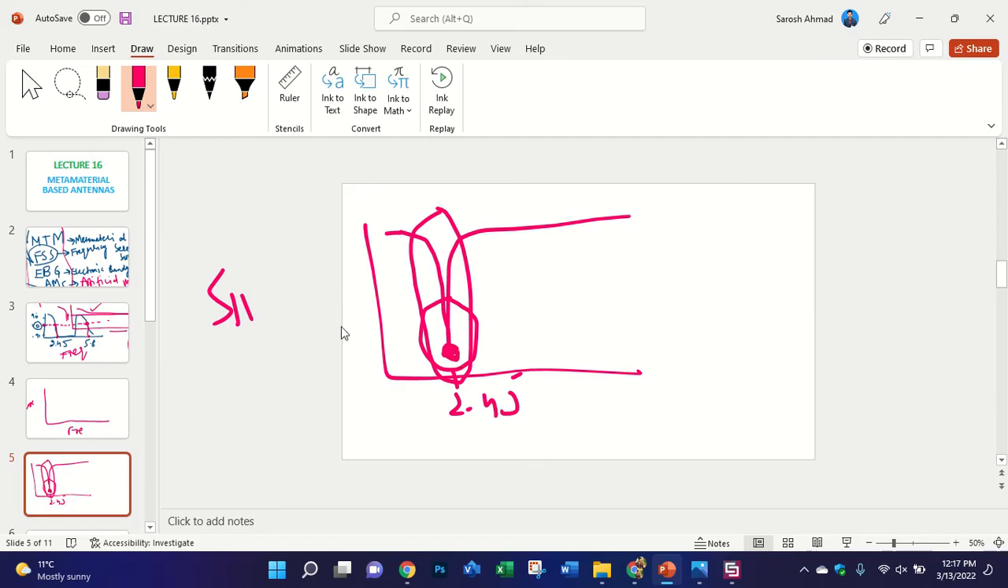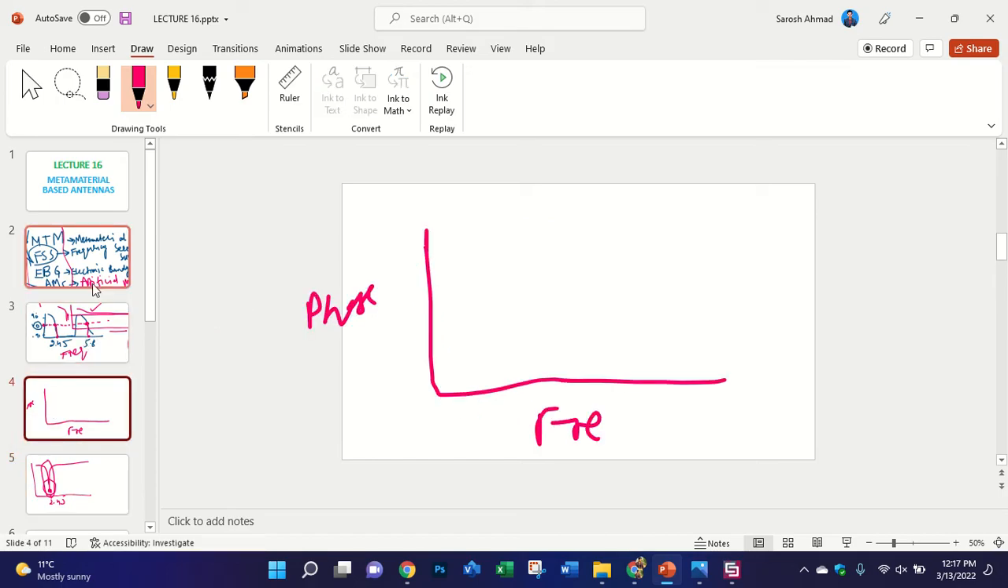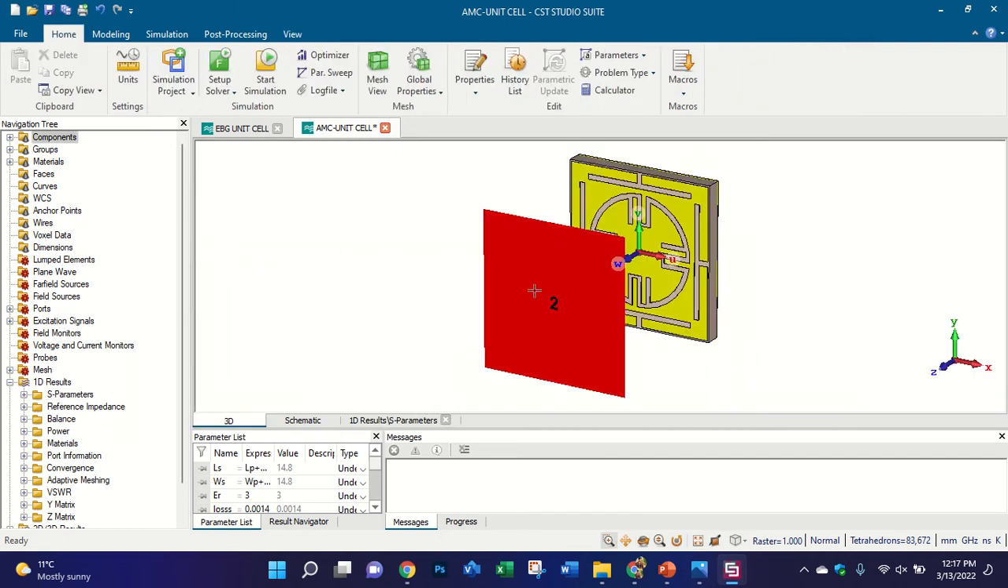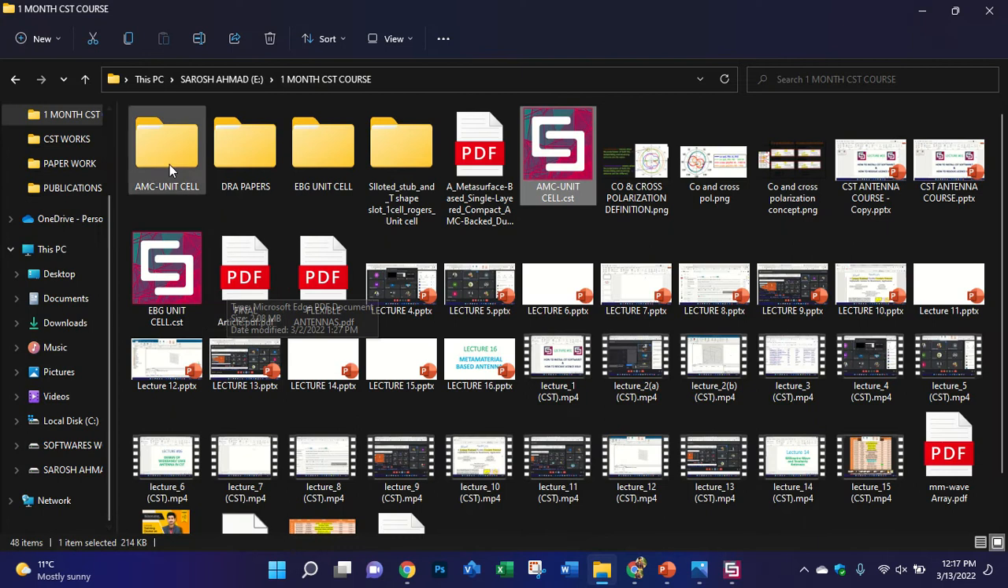For frequency selective surface we do the same, because if you draw both in the same figure, you will find the reflection is 0 at your point of interest. This is the AMC unit cell that is published in the paper. Let me open the paper too.